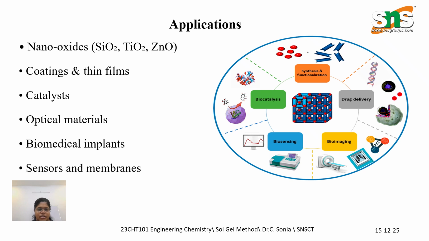There are various applications of the materials, that is in the synthesis and functionalization of materials, then in biocatalysis, in drug delivery systems, in biosensing, in bioimaging. Nano oxides like silicon dioxide, titanium oxide, zinc oxide, coatings and thin films, catalysts, optical materials, then sensors and membranes. All these are a few of the applications of the nanomaterials obtained from the sol-gel process.